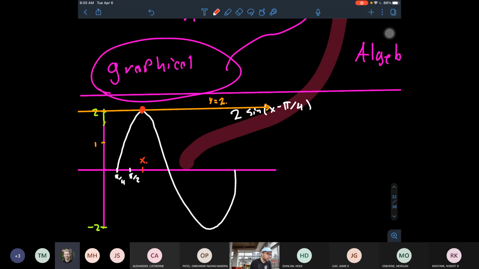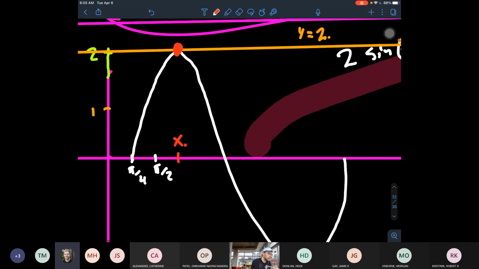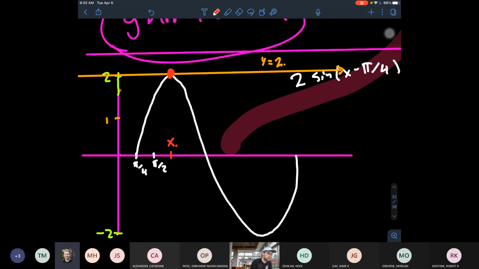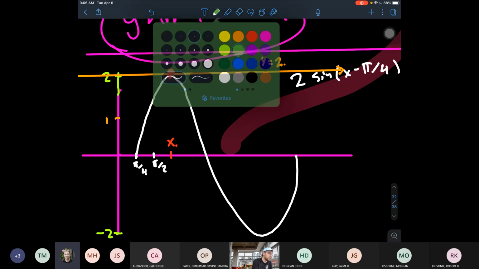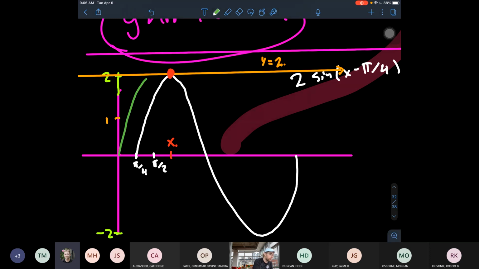So how do we understand what this x value is? Well, this x value we can see is the point at which our function 2 times sine of x minus pi over 4 takes a maximum. To find out what that x value could be, we can think back to our original 2 times sine of x function, which looked like this, basically.